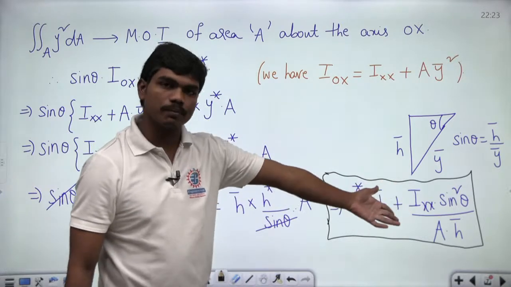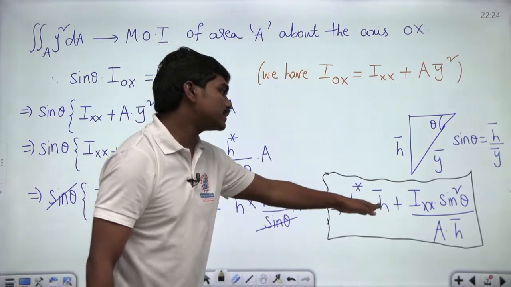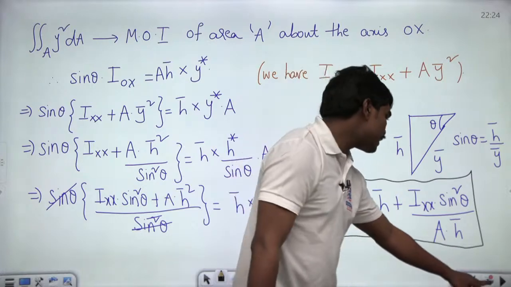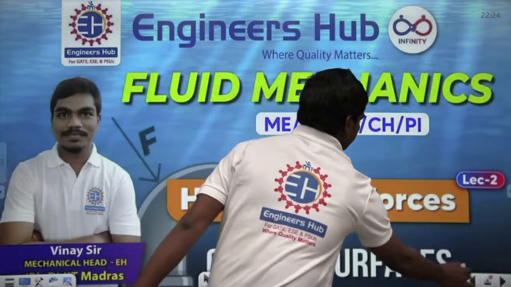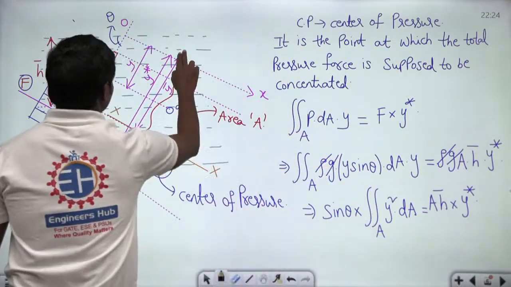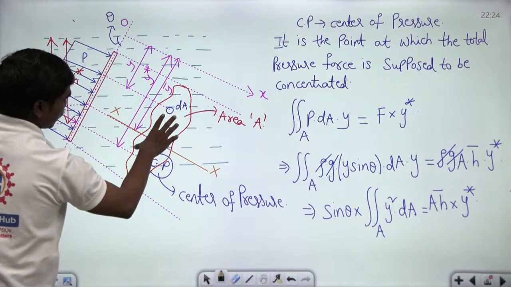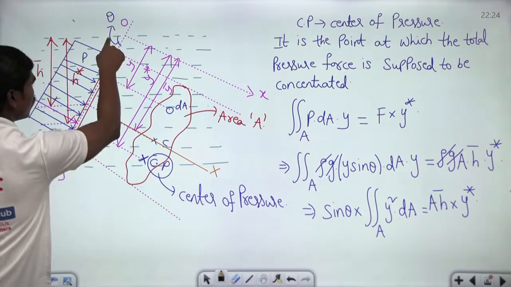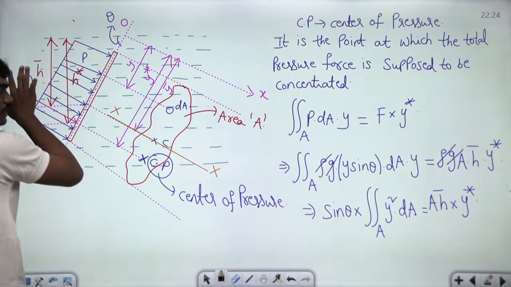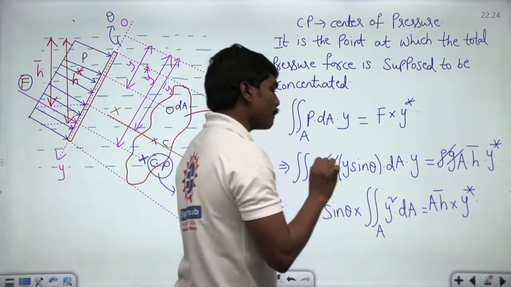Area is known. Once the plate is given, you can easily find the area and the centroid, and the depth of the centroid, because if this is the plane area, you know what this y bar is. So depending on this theta, you can also calculate this h bar simultaneously.